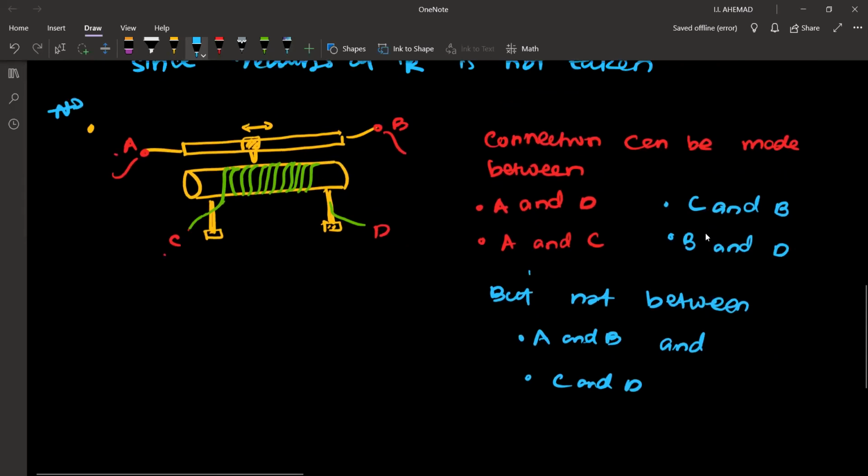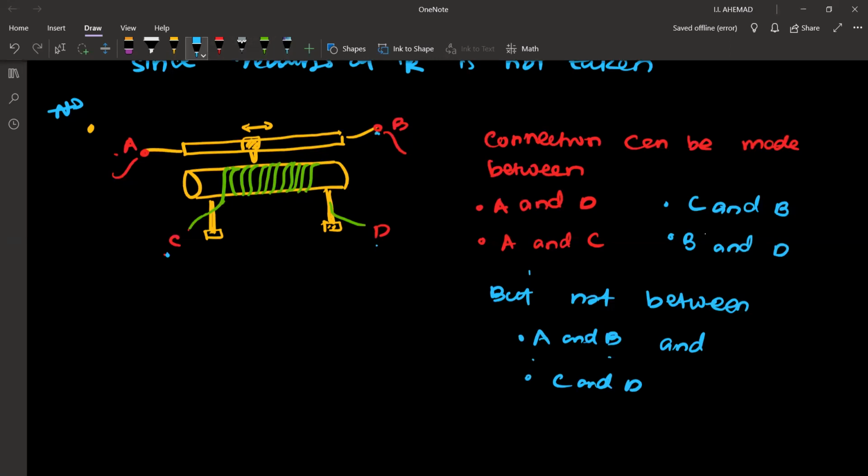So look, we can make a connection between A and D, A and C, and we can also make a connection between C and B, as well as between B and D, but we cannot make a connection between A and B.